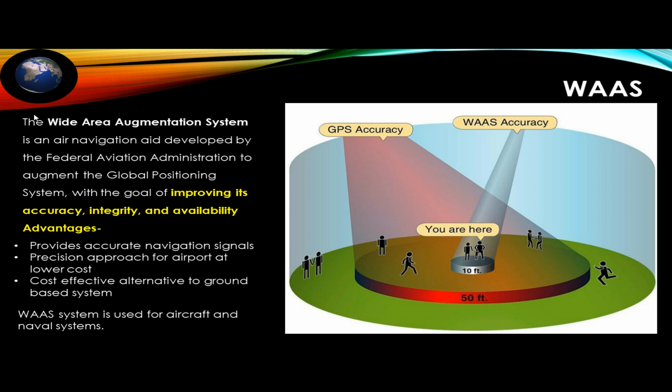But for purposes like aviation or ship navigation, we need to know the accurate lane or accurate directional movement. That's why these people use this navigation aid. So this is the air navigation aid, the wide area augmentation system, which is not available for the general public, only for specific people.